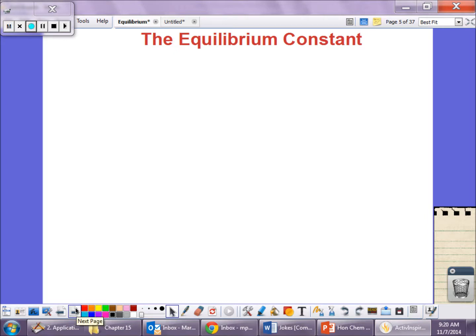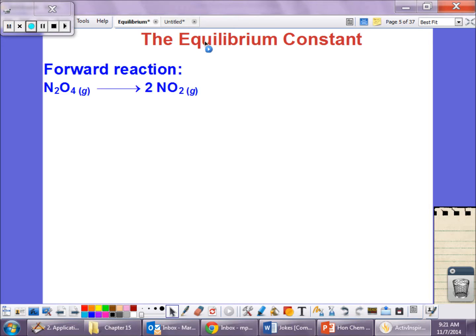Equilibrium constant. Let's see how we derive it. Let's say we have the equation dinitrogen tetroxide, N2O4, reacting to produce nitrogen dioxide, NO2. This is the forward reaction. If we have to write a rate for the forward reaction, we write rate equals the rate constant, lowercase k, times the concentration of the reactant.